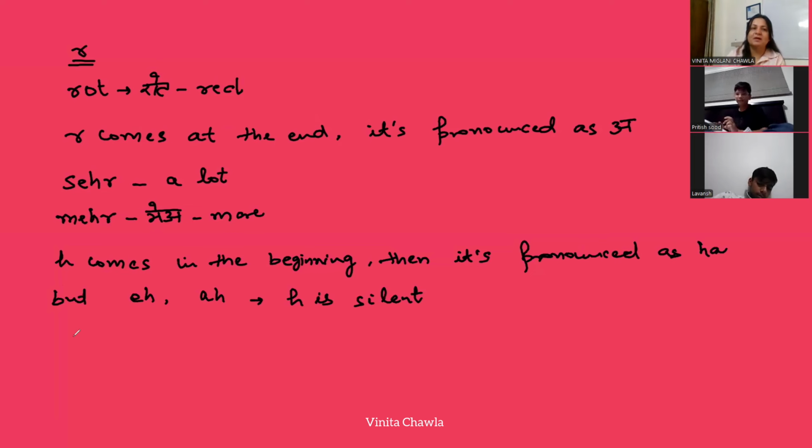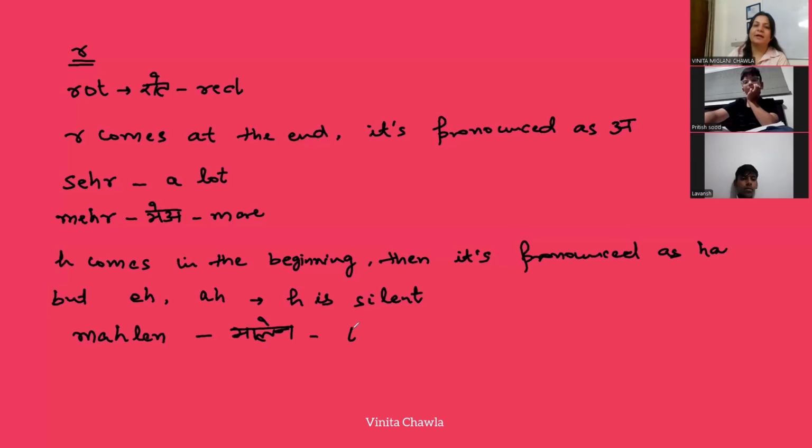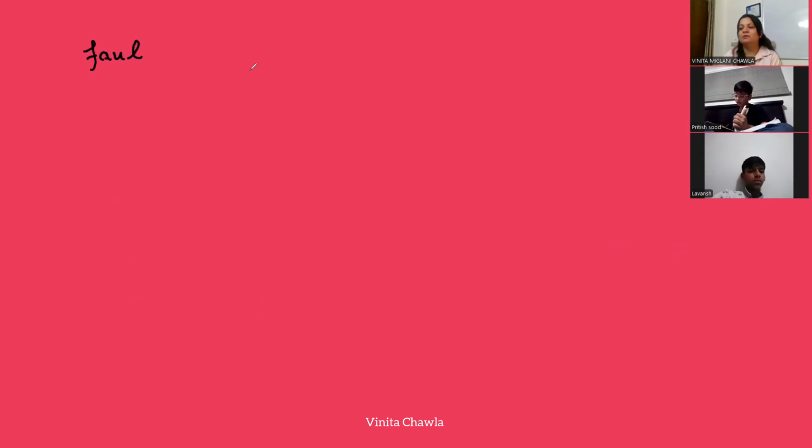For example, if we have the word MAHLEN, then how are you going to pronounce it? Mahlen means to grind. How will you pronounce this next word? AU is, how do we pronounce? If AU are written together, then it is pronounced as Ow. It's faul. Faul means lazy.